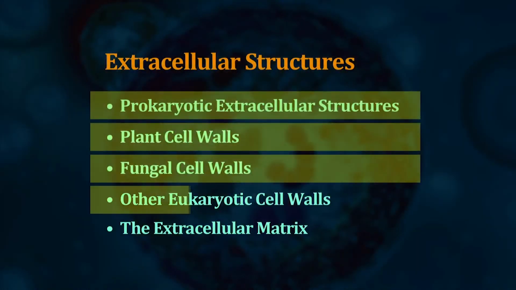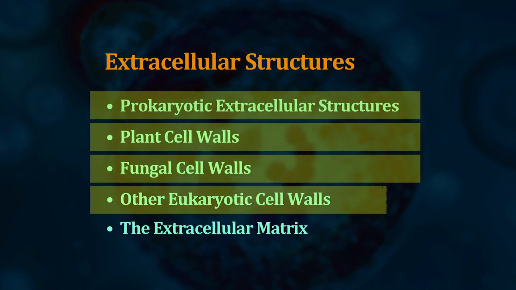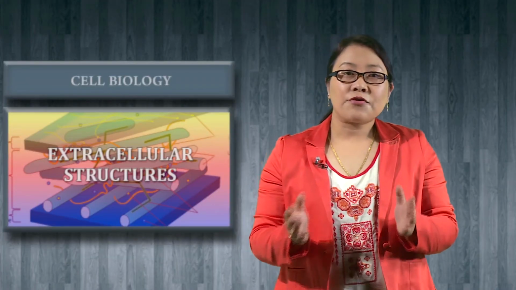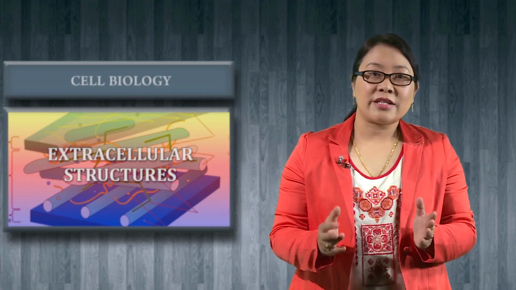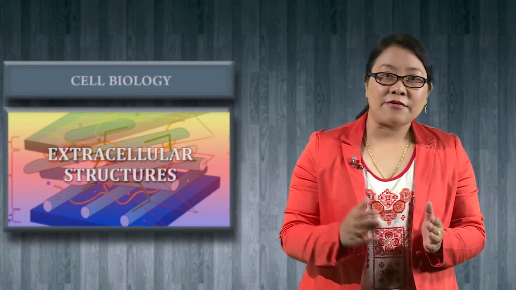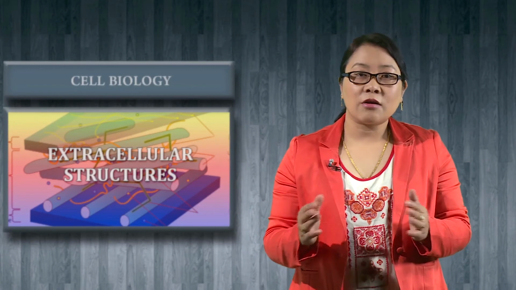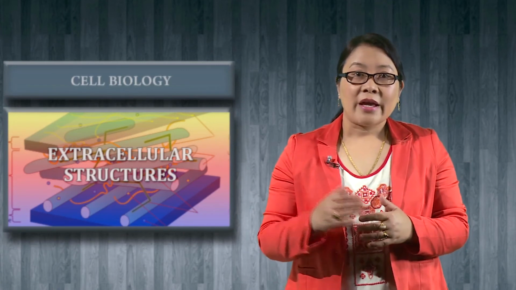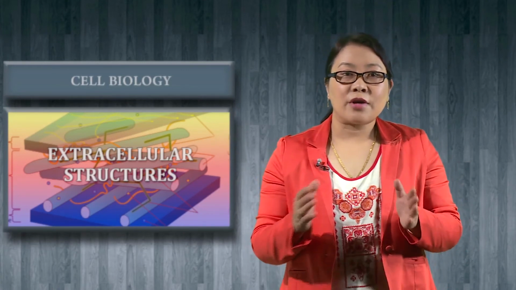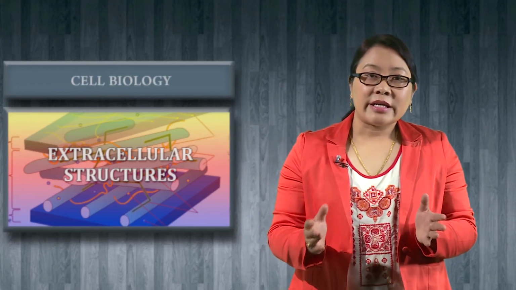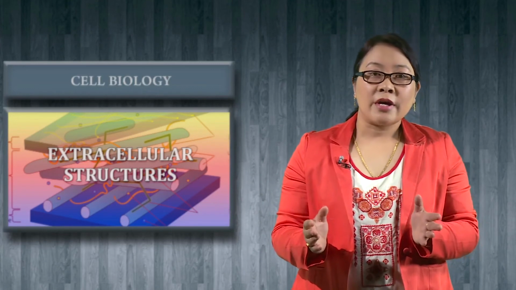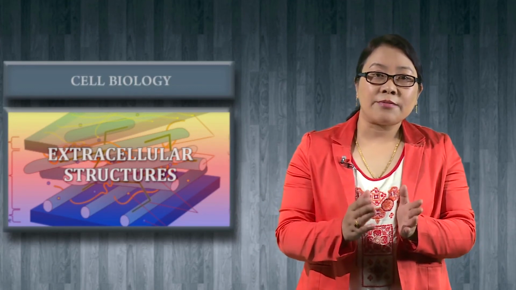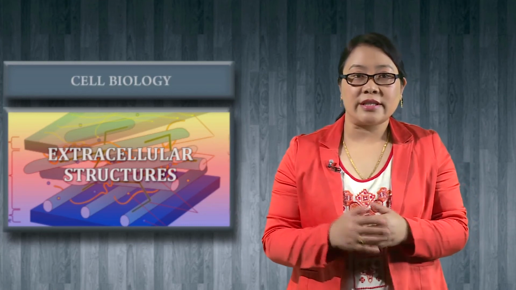Next, let us take up other eukaryotic cell walls. The cells of many algae have a covering of exopolysaccharides, while the diatoms have a surrounding layer of silica called frustules. Other organisms like the foraminiferans, testate amoebae and silicoflagellates also have an external covering made up of minerals around their cells.